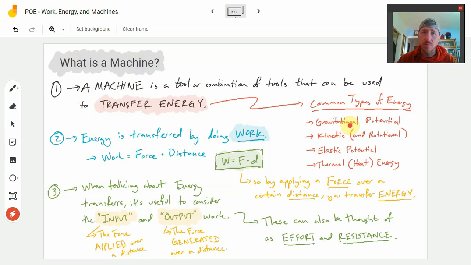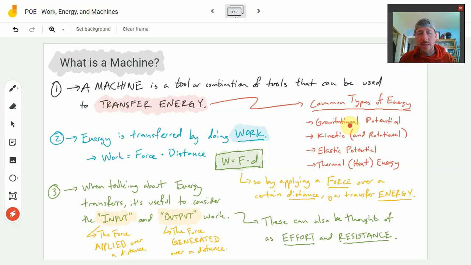But they transfer energy, and so common forms of energy that we'll typically see and talk about in this class are gravitational potential, right? Energy in the height above a surface within a gravitational field. Kinetic energy, that's the energy of motion, either translational motion, so linear motion, or rotational motion, right? There is energy in that as well. Elastic potential energy, that's the energy in the deformation of an object that wants to return to a certain shape, so that's like in springs and rubber bands.